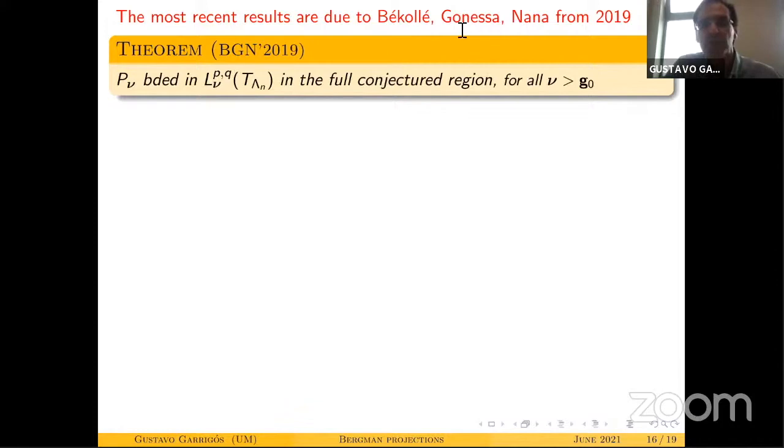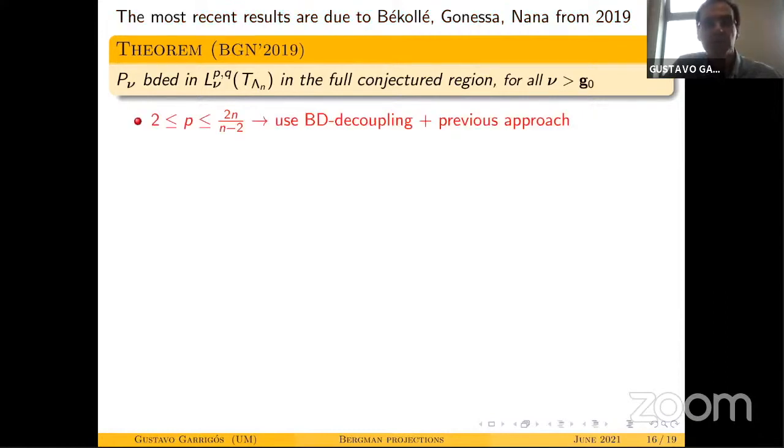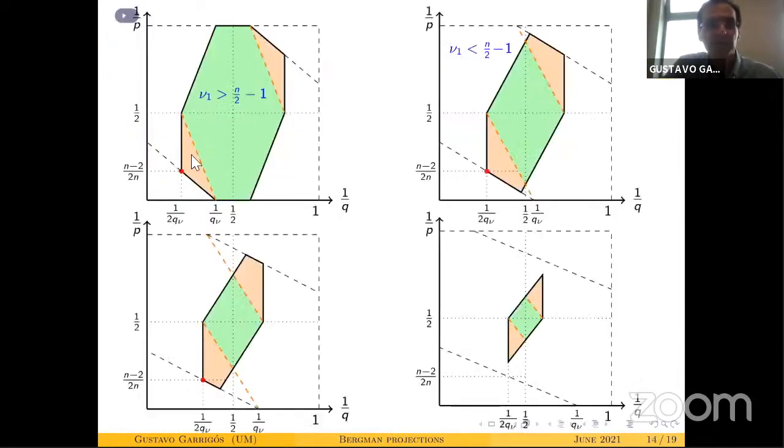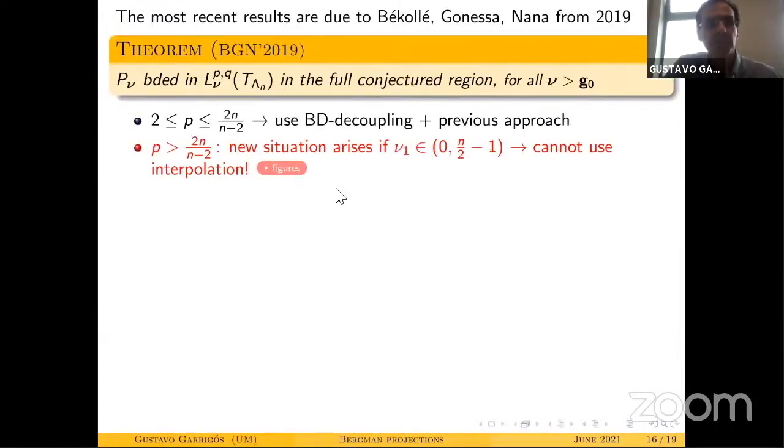This is a result of Bennett, Gonzalez, and Nana from a couple of years ago. And they are able to use, in the correct form, the decoupling inequality to solve completely this problem of the Bergman projection in light cones with non-diagonal weights, okay? In all these cases that I put in the figures before, okay? So the Bergman projection is bounded in all these regions, all the ones in orange color, all right? So what is the strategy that one has to use here?